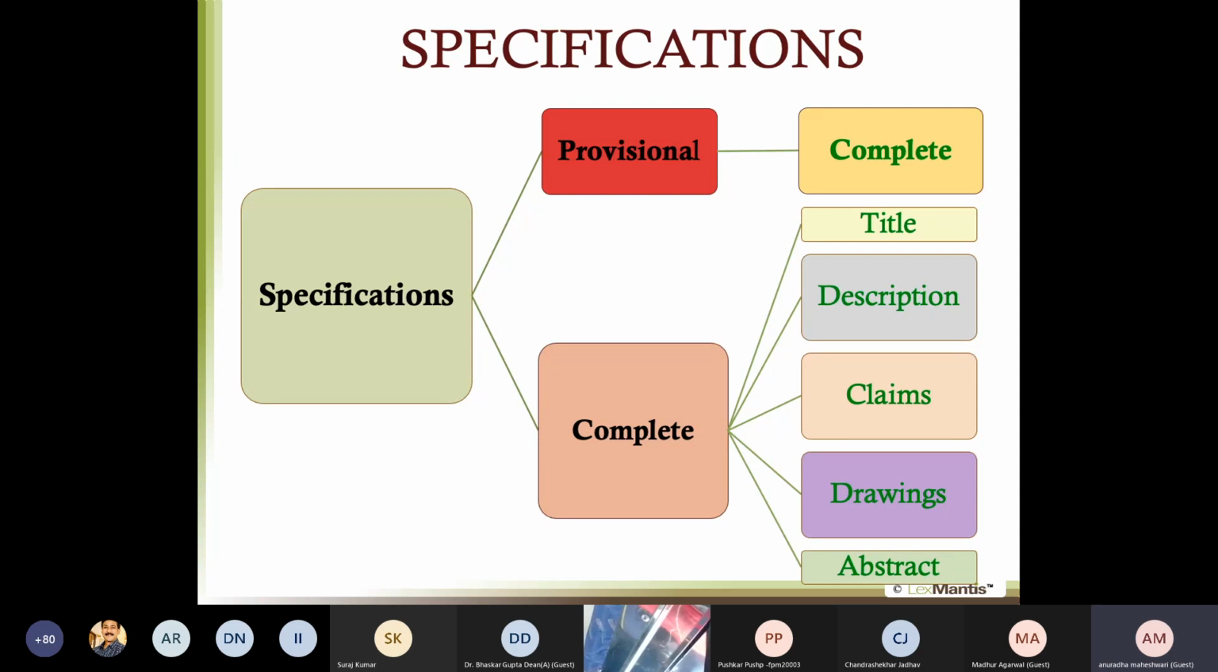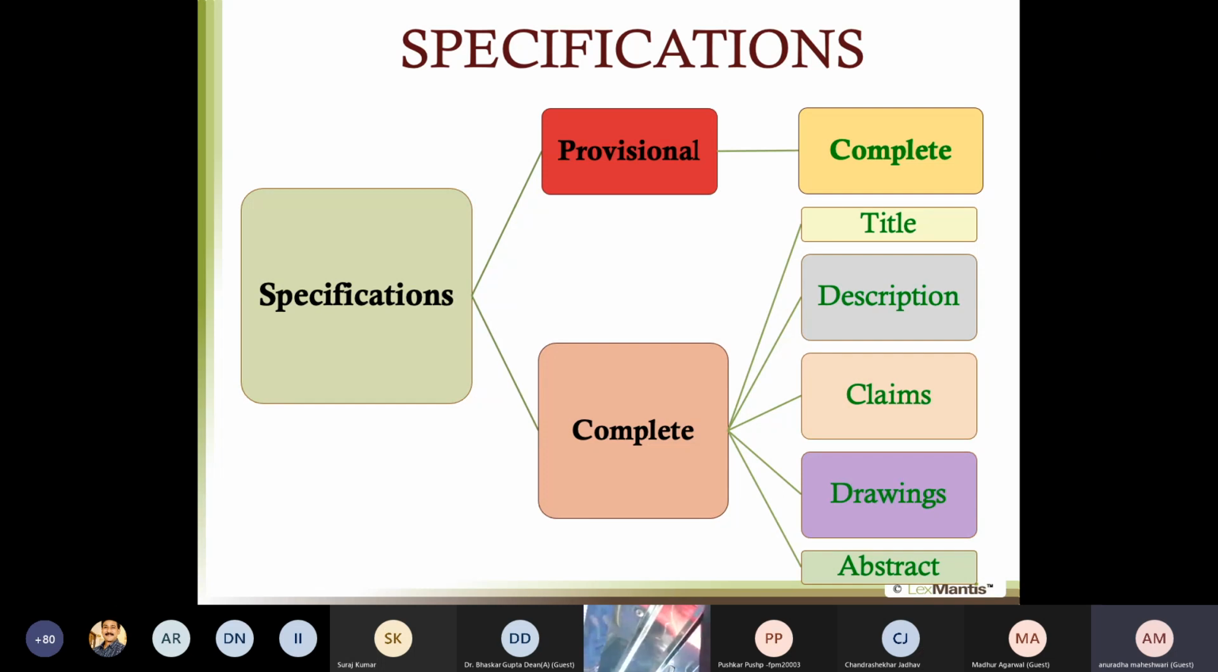So remember this. Provisional is so that I can actually reach the finishing line first. If I am first to file, I'm first to finish. That is the logic. Within 12 months, the complete specification must be filed. A complete specification must have a title, must have a description, must have claims, must have drawings, and must have an abstract.